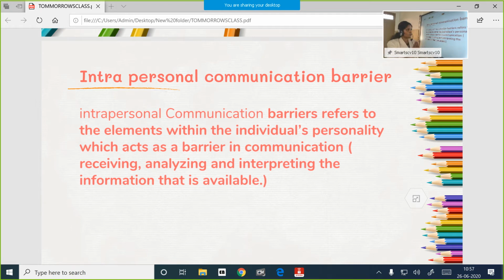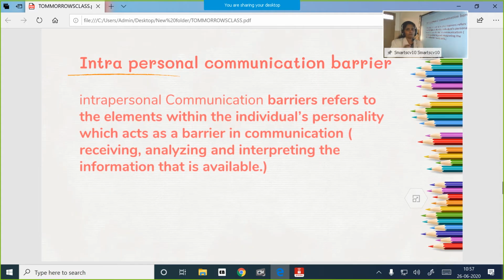That is a barrier which we keep as a person, which acts as a barrier in communication and in analyzing and interpreting the information that is available. So sometimes we won't speak up because we are not clear about the information, isn't it? Sometimes we won't talk because we don't know the language. All this can be an intrapersonal communication barrier.